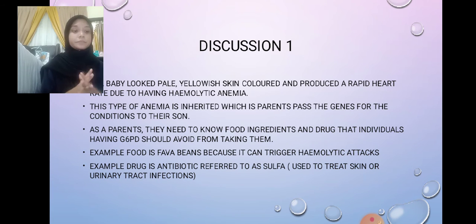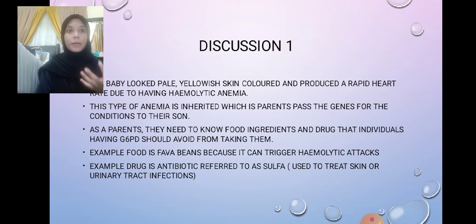It is inherited anemia, because a son inherits his X chromosome from his mother, and a son who is G6PD deficient inherited his condition from his mother.